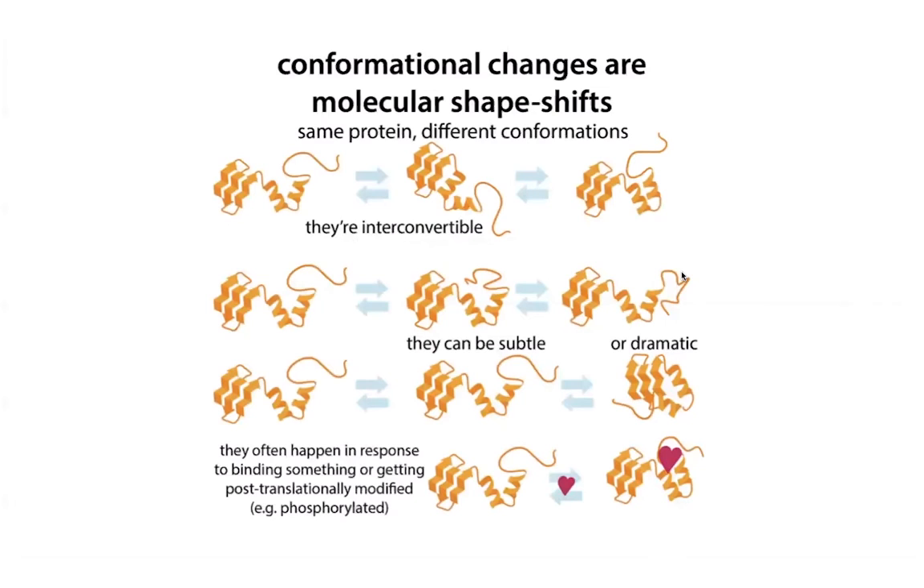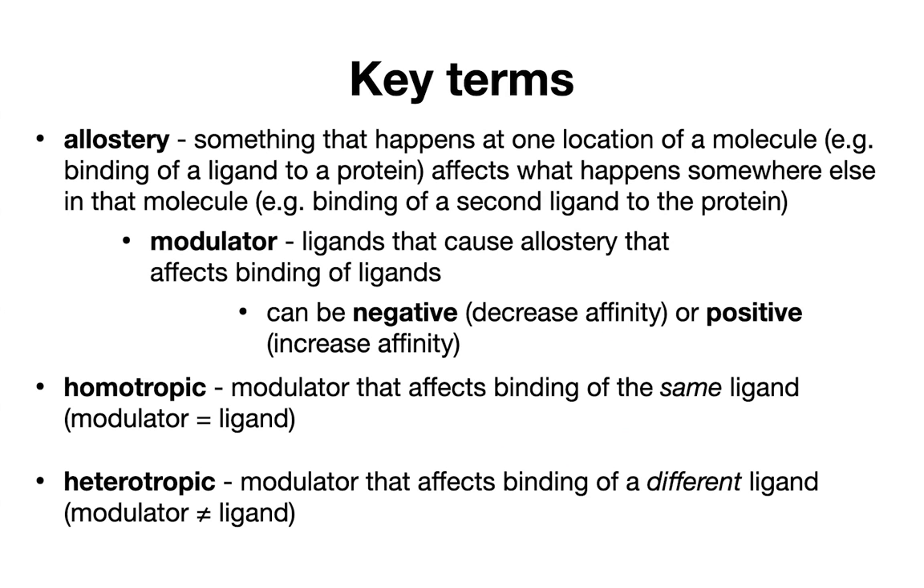This is often going to be some sort of conformational change. So remember that a conformation is just kind of like a shape, and a conformational change is then just a molecular shape shift. So these are interconvertible, and they often happen in response to binding something, and that's exactly what we're going to see here. So some key terms that we're going to need to know are allostery, which we just talked about, where something that happens at one location, such as the binding of a ligand to a protein, is going to affect what happens somewhere else in that molecule, such as the binding of a second ligand to that protein.